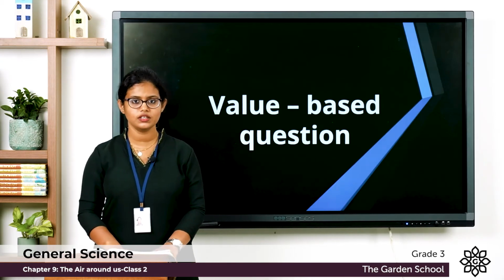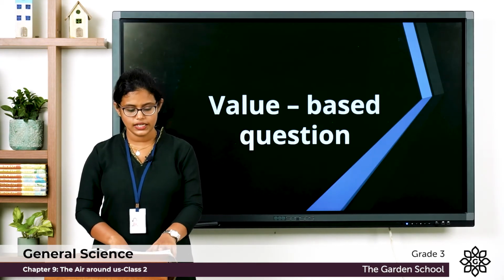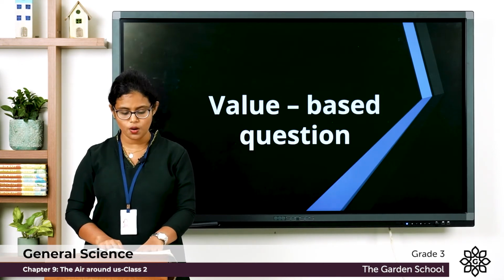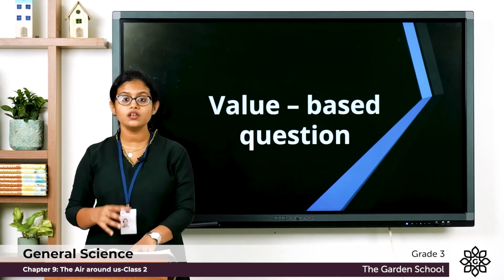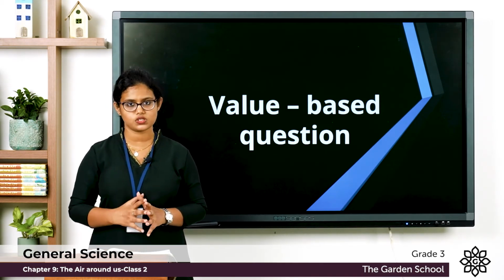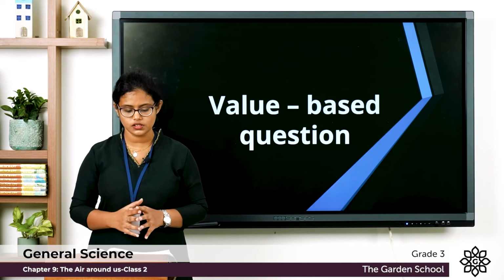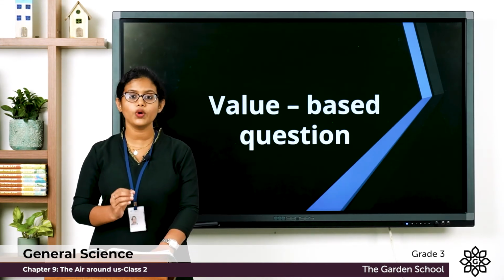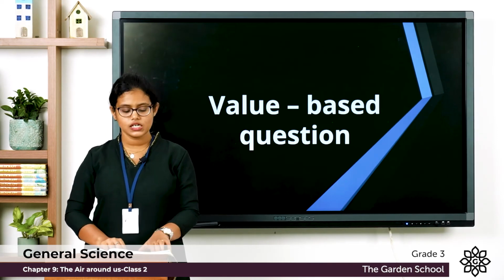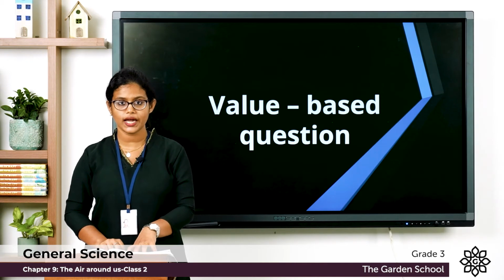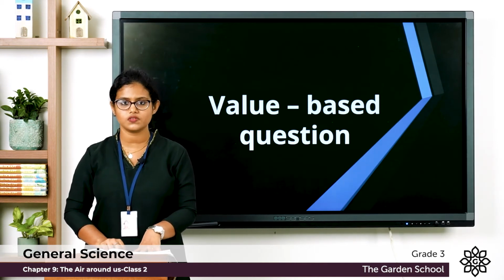The next one, value-based question. Let's read this. The owner of a cycle repair shop has set fire to several old cycle tires near your house. Burning tires causes severe air pollution. What will you do to prevent such an incident occurring again? So below that, you have 3 questions given.